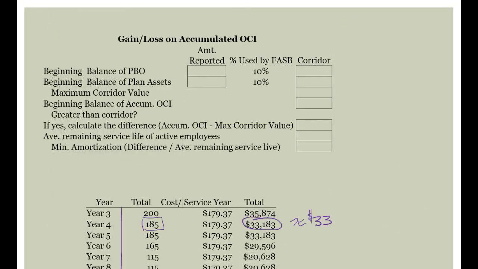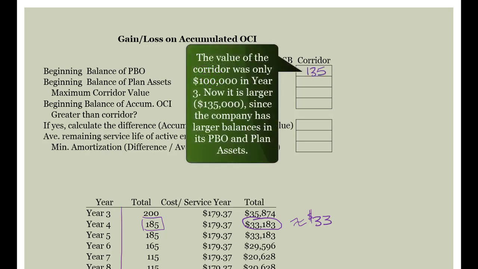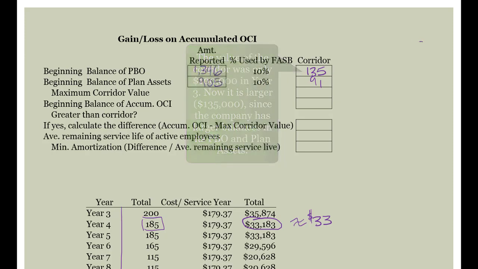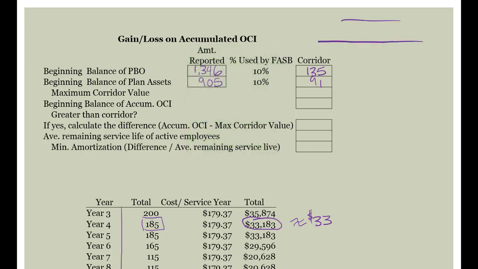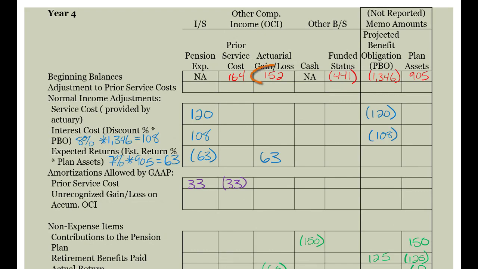So let's go ahead. Our beginning balance was $1346 for our PBO and $905 for our plan assets. We multiply those by 10%. I get $135 and 91. So my corridor has grown significantly. So new balance here. Again, this is 0. This is 135. This is negative 135. And our maximum corridor value, just to finish this off, is 135.